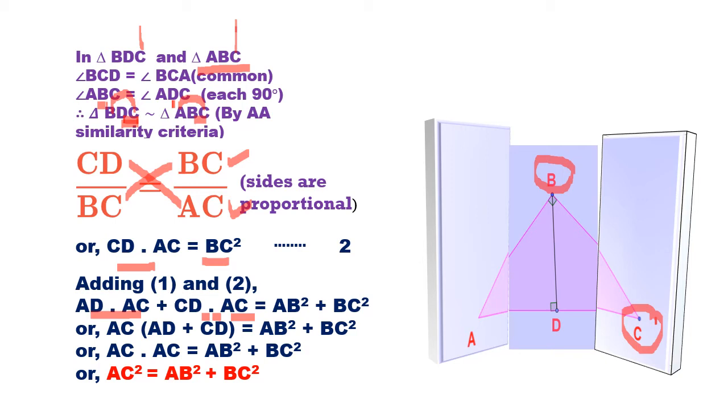Now here you can see that that is equal to AB squared plus BC squared, right? So how? Because if you take AC common, you get in the bracket AD. From here you see AD in the bracket, and remove this AC because you have already taken common. So what is remaining? CD is remaining. So AD plus CD.